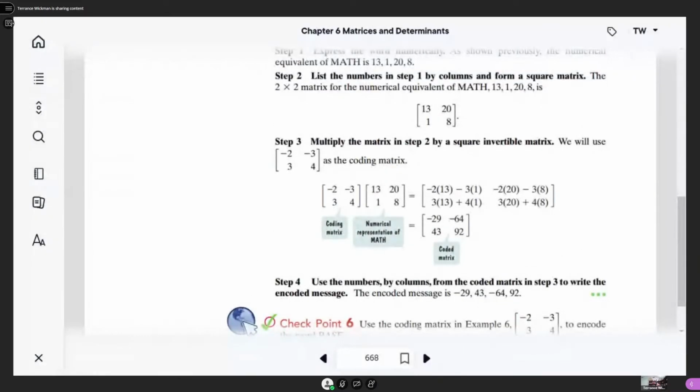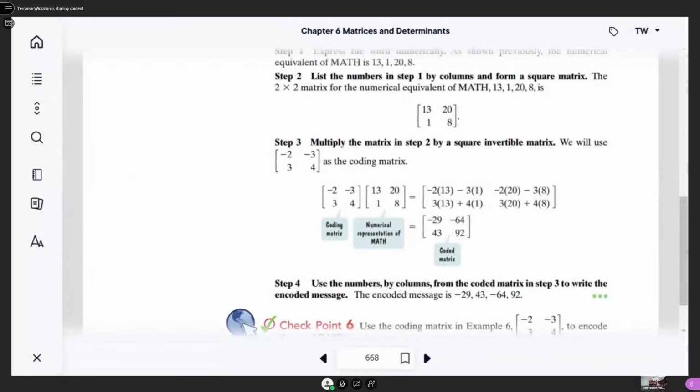If you look at step 3, it says to use the coding matrix first. So you're going to take B times A. If we take B times A, and then we're just following the directions on the coding, we're supposed to get the coded matrix of -29, -64, 43, and 92. So let's see if that happens.